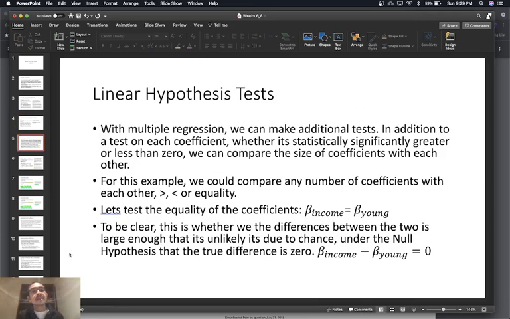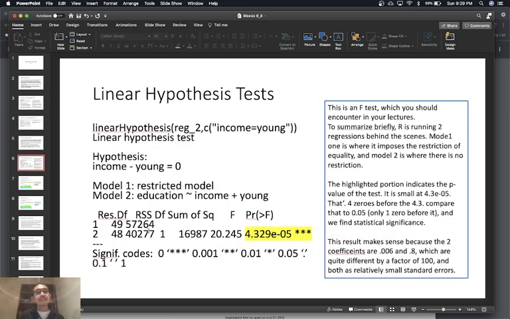Let's start. Now, linear hypothesis tests. Here, because there are multiple betas, now you can have multiple sort of tests on the values of different coefficients. The usual examples here are basically the equality of multiple coefficients, right? Such as this, are they the same or not? Right? Which we talked about in class already, I think, before.